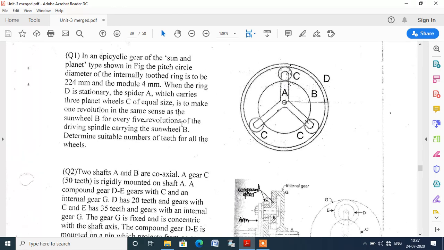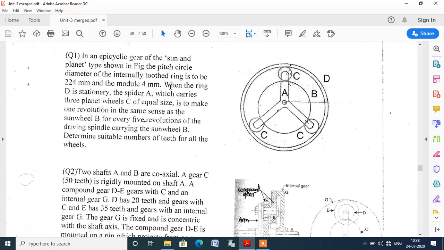Determine suitable number of teeth for all the wheels. So we have to determine the number of teeth for all the wheels. Understood the problem? Don't panic. Read the problem 2 times properly and understand what is given. Write down the given quantities, and we have to follow the same procedure, that is the tabular method, to solve the problem. Then the geometry of the figure also you have to consider. Understood? Problem written?